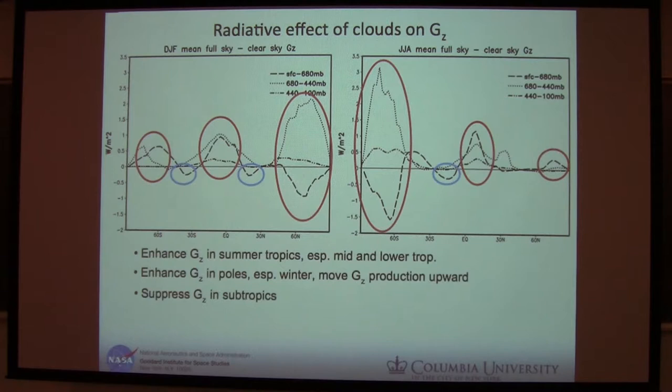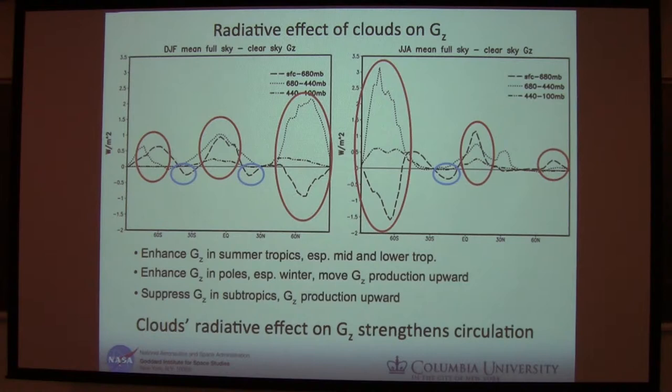Clouds suppress GZ in the subtropics, but not by very much. So overall, clouds' radiative effect on GZ strengthens the circulation. So these cartoons explain why that happens. Recalling that GZ depends on the latitudinal temperature and heating gradients.